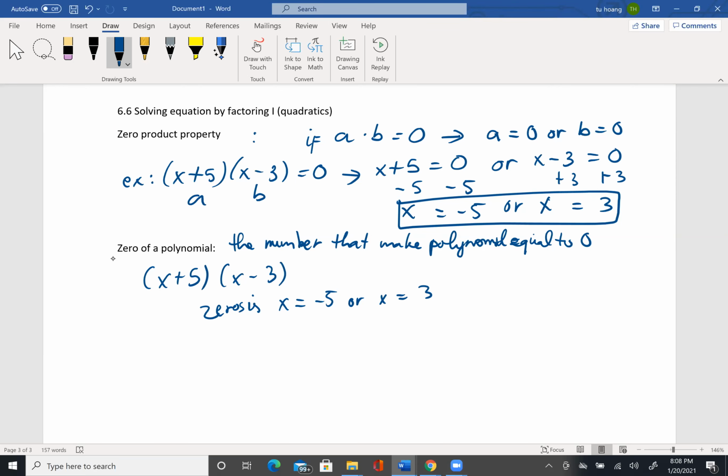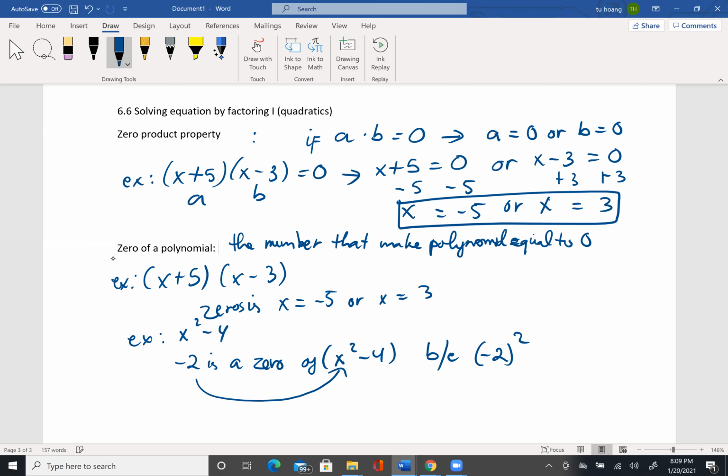Okay, so yeah, or let's say another example is x squared minus 4, right? Then I can say -2 is a zero of x squared minus 4, right? Because when you plug in -2 into here, -2 squared minus 4 is going to equal 0. So that is good. And that is a zero. Okay.